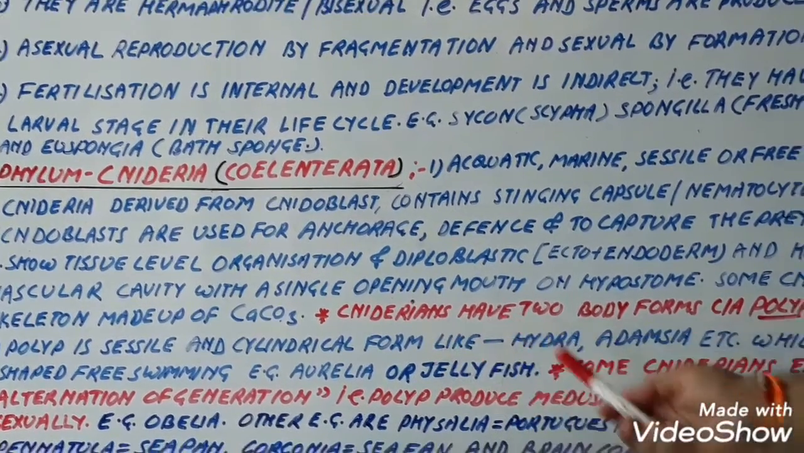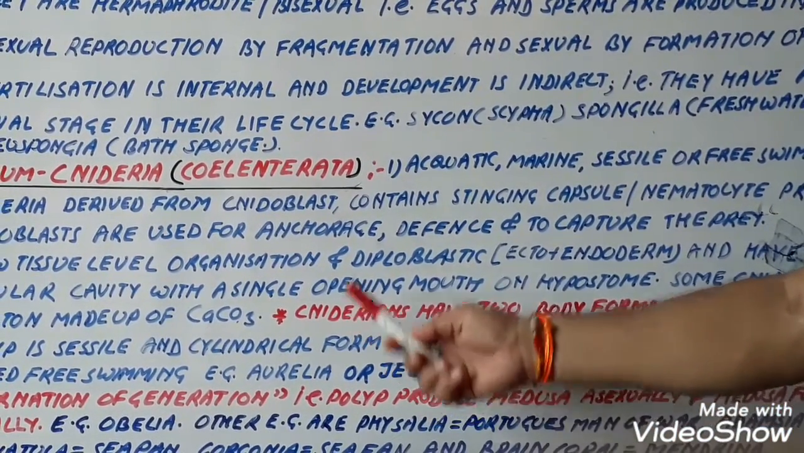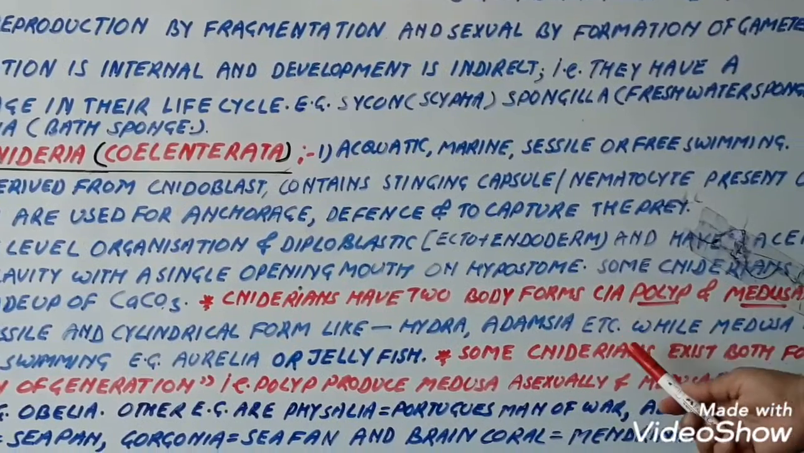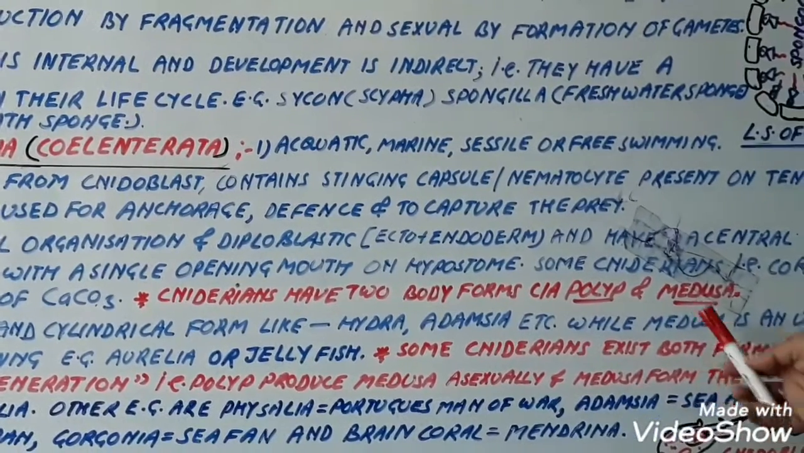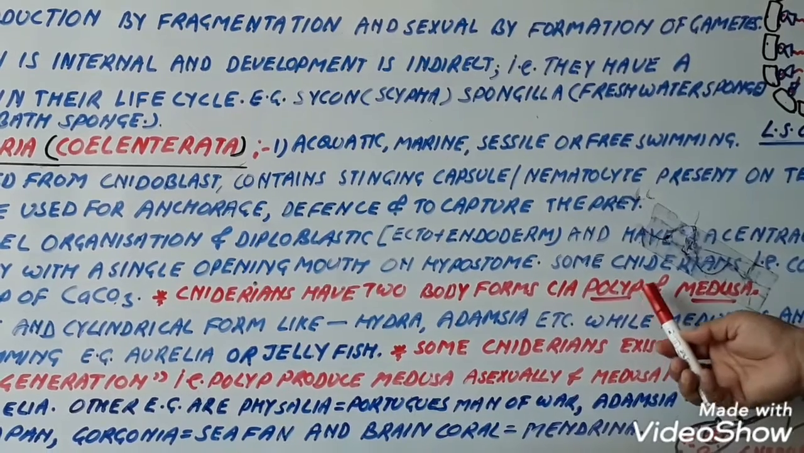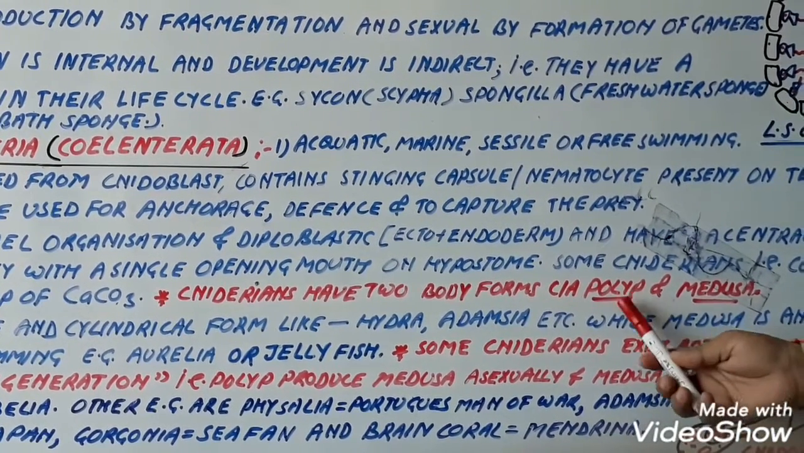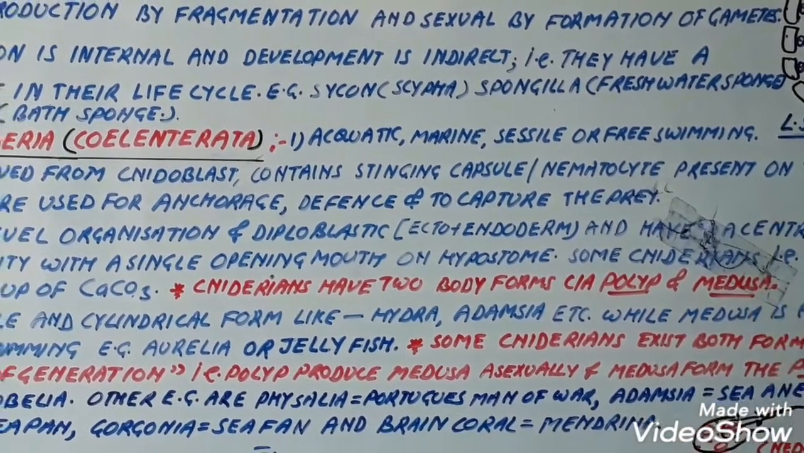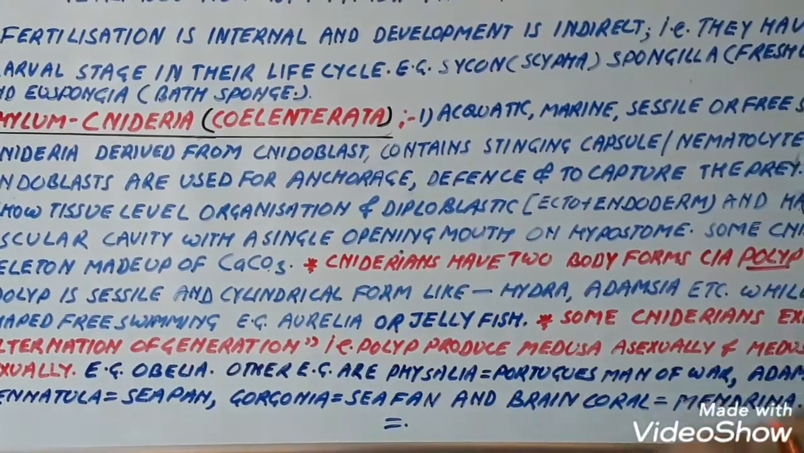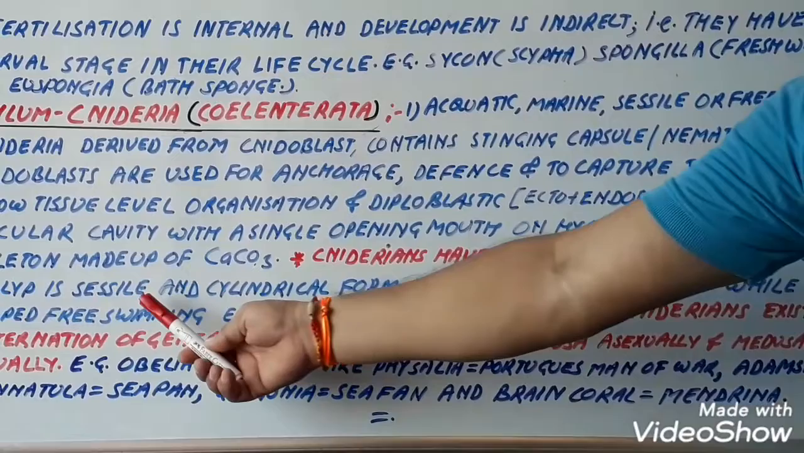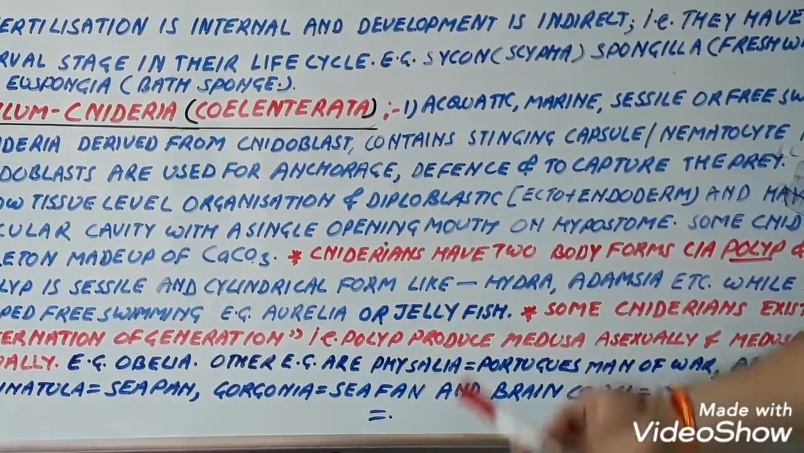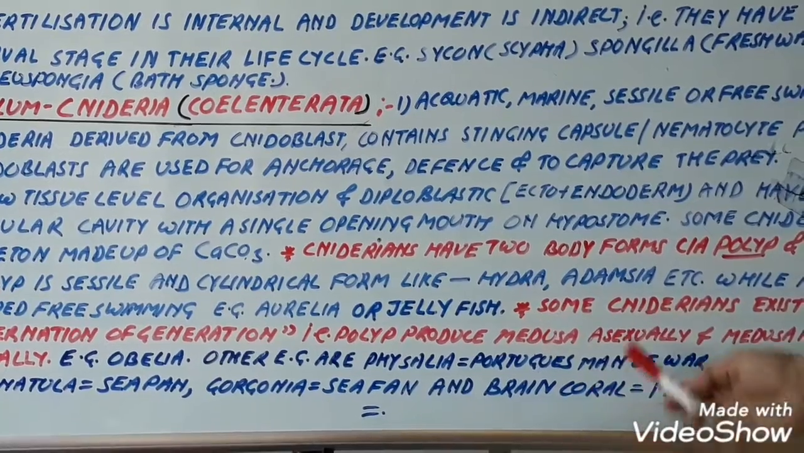Now, this is the most important point of this phylum Coelenterata. Cnidarians have two body forms called polyp and medusa. That is, all cnidarians or all coelenterates have two body forms. One is the polyp, another is the medusa. Polyp is a sessile and cylindrical form, that is, attached to a substratum. For example, Hydra and Adamsia.